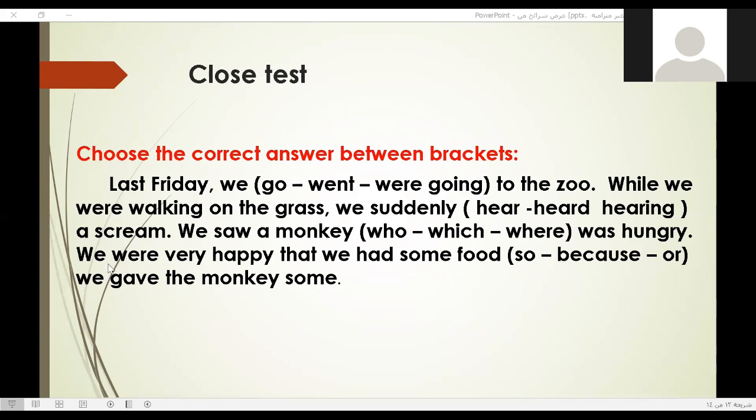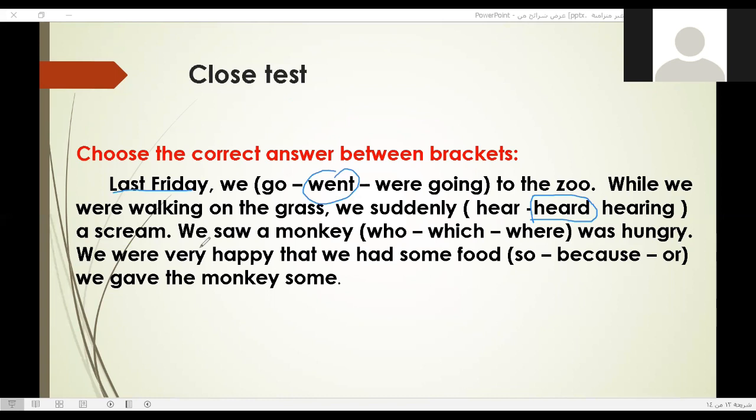Last Friday, we went to the zoo. Why did you choose went? Because it's talking about the past, and last Friday is the past. Excellent. Thank you. Next: while we were walking on the grass, we suddenly heard a scream. Why did you choose heard? Because heard is in the past, you already heard it.